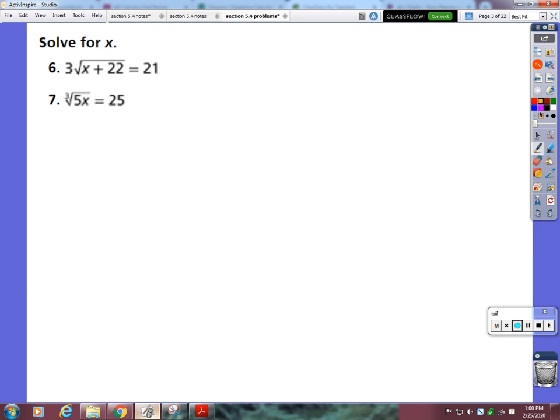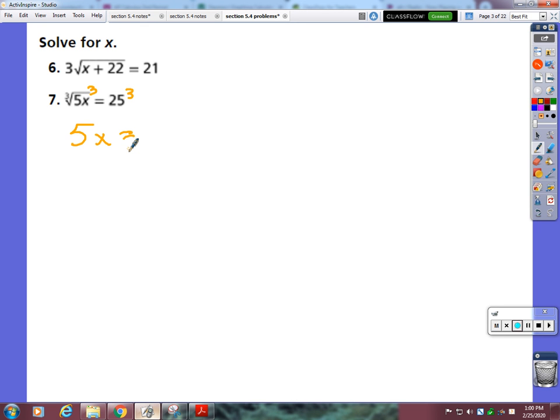Okay. How do you get rid of the cube root? You have to cube both sides. Okay. So if I cube the left-hand side, the cube root and the cube cancel, and give me 5x.